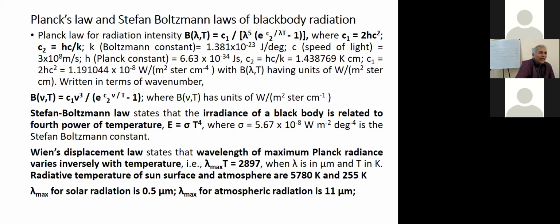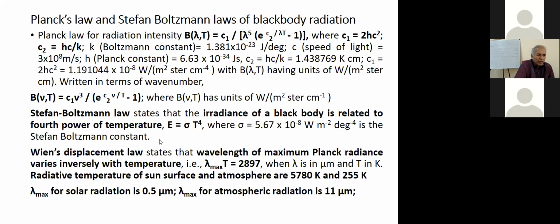So if I know the irradiance, I just have to divide by the Stefan-Boltzmann constant, which is given by 5.67 into 10 to the power of minus 8 watts per meter squared per Kelvin to the power 4, and then take the power of 1 over 4, then I'll get the black body temperature.